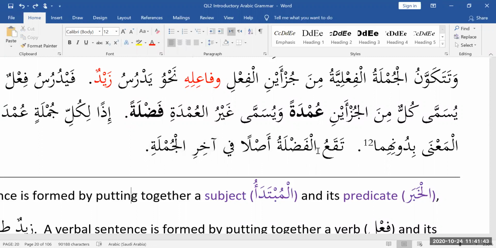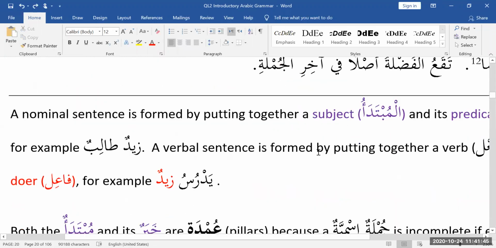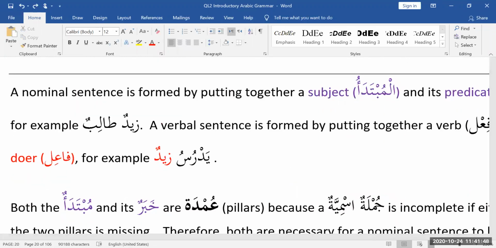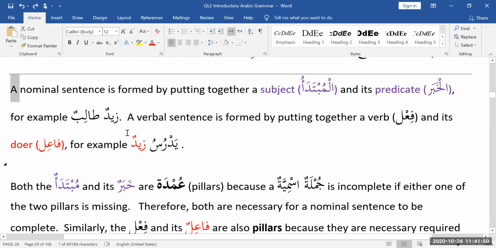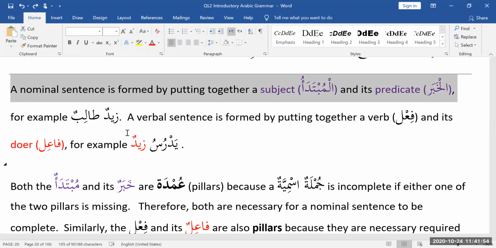Now let's look at the English translation. A nominal sentence is formed by putting together a subject and its predicate. That's it. That's the two things you need as a minimum. This is not a maximum. You can have more than two words. You can have 3, 4, 5, 10, 100, whatever. You can have as many words as you want, but the minimum is al-mubtada, subject, and its predicate, khabar.